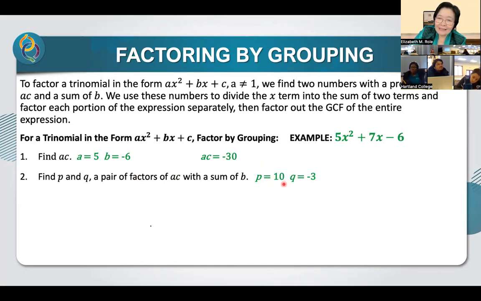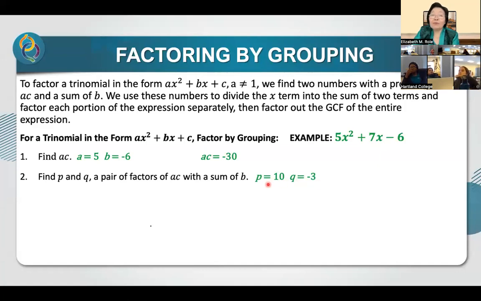So I already wrote the answers here. We will have some exercises later on. So for 30, there are several factors: 6 times 5, 30 times 1, 10 times 3. But you'll have to choose those two values such that when you add them, you'll get 7. And so you now have 10 and minus 3.